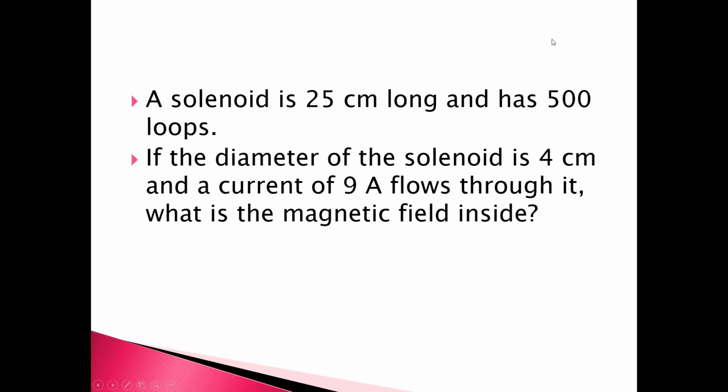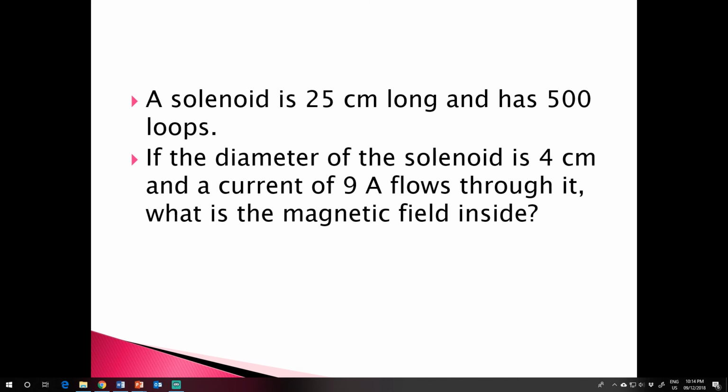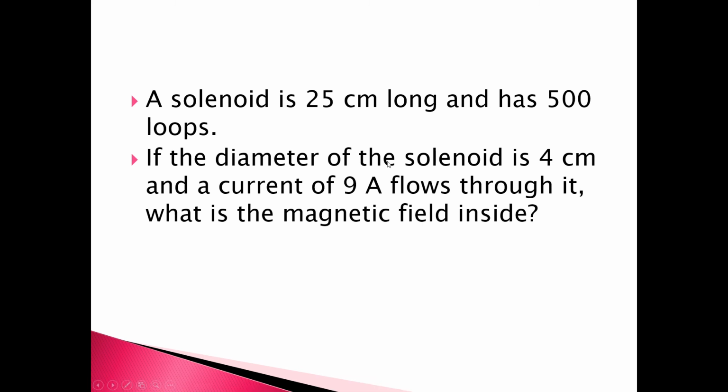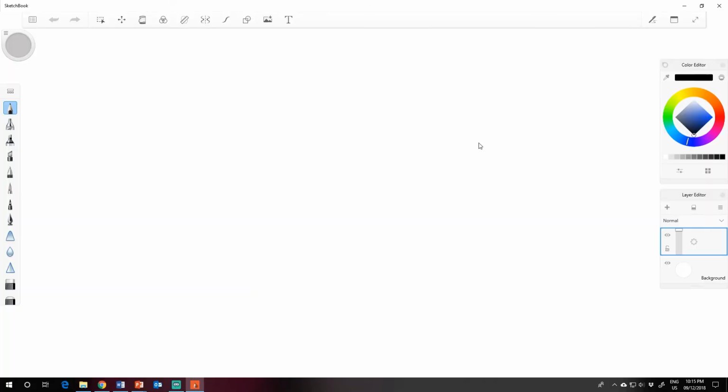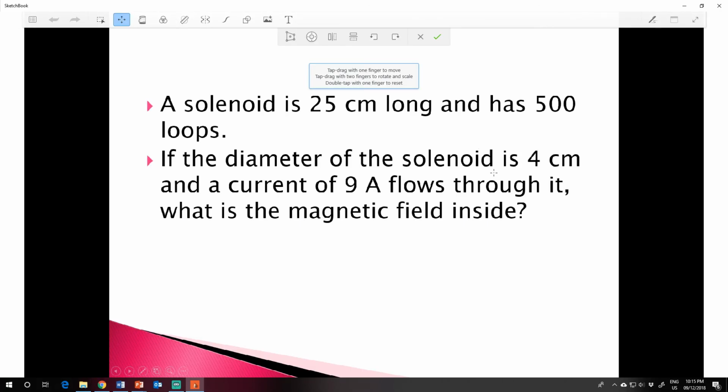All right, so here's an example. We have a solenoid, 25 centimeters long. It has 500 loops. If the diameter of the solenoid is 4 centimeters and has a current of 9 amps flowing through it, what is the magnetic field inside? Okay, so let's grab this. A solenoid, 25 centimeters long.